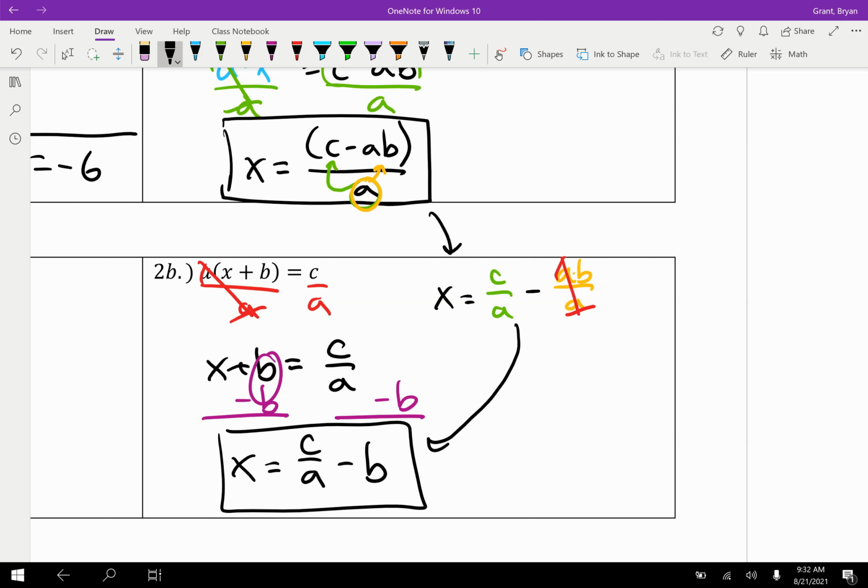So what does that mean? Well, if you and your neighbor get different answers on a problem, then there's a chance you're both right, and one of you just might need to simplify a little bit more to get them to match.